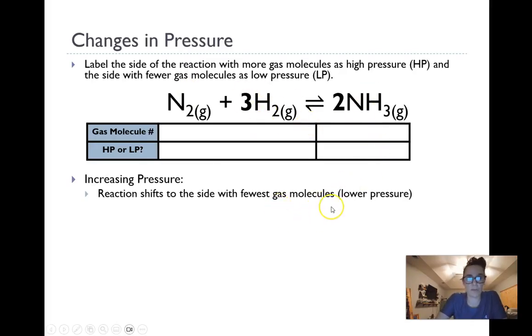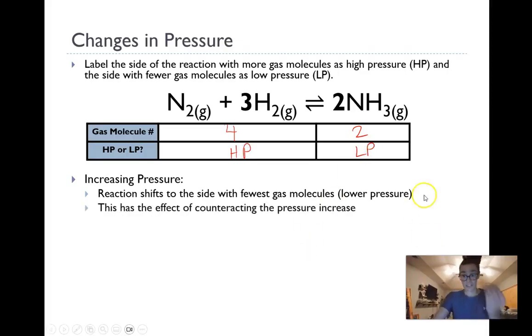So we want to label the side of the reaction with more gas molecules as higher pressure and the side with fewer as lower pressure, because if there are more molecules on the reactant side, then the pressure will be higher on the reactant side. So we have 4 molecules of gas on the left and only 2 on the right. So this is going to be the higher pressure on the left and lower pressure on the right.